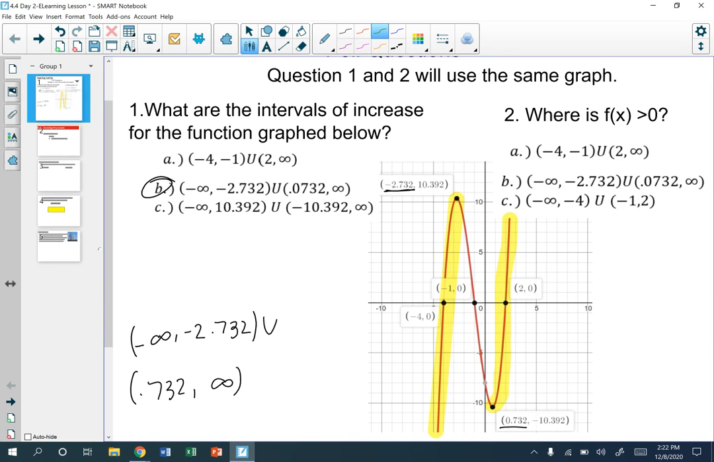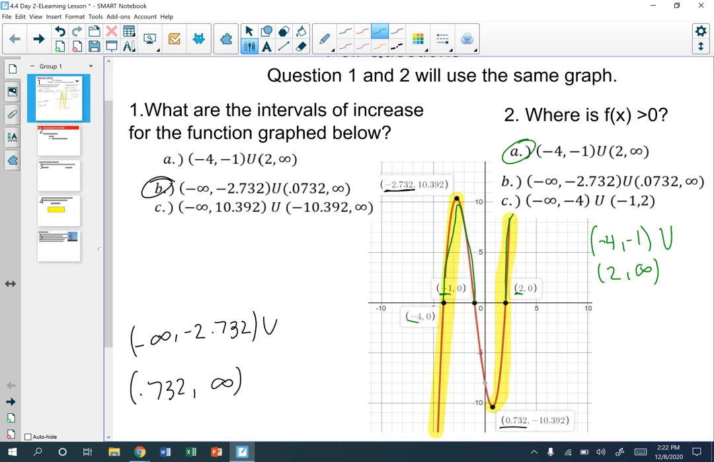Then for the second one, we're looking, where is f of x greater than 0? And remember, that's anywhere that the graph is above the x-axis. So I'm going to trace that in green here. Notice then it drops below and goes back above there. So again, we're going to have two intervals. And again, we're looking at those x values, right? So this would be negative 4 to negative 1, connected by a union symbol, 2 to infinity, which is option A.